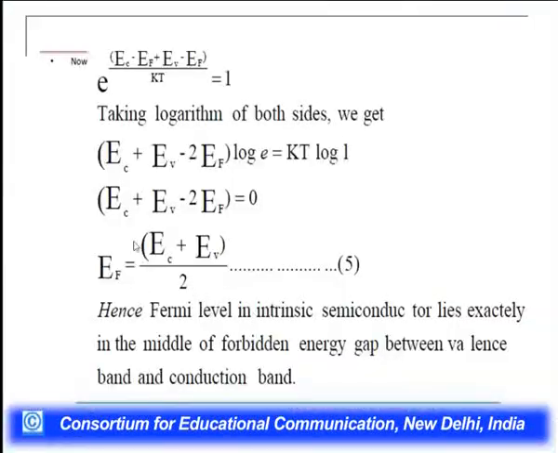This represents that EF is equal to (EC + EV)/2, meaning that in the forbidden energy band gap, the middle of the band gap is defined as the Fermi energy level.